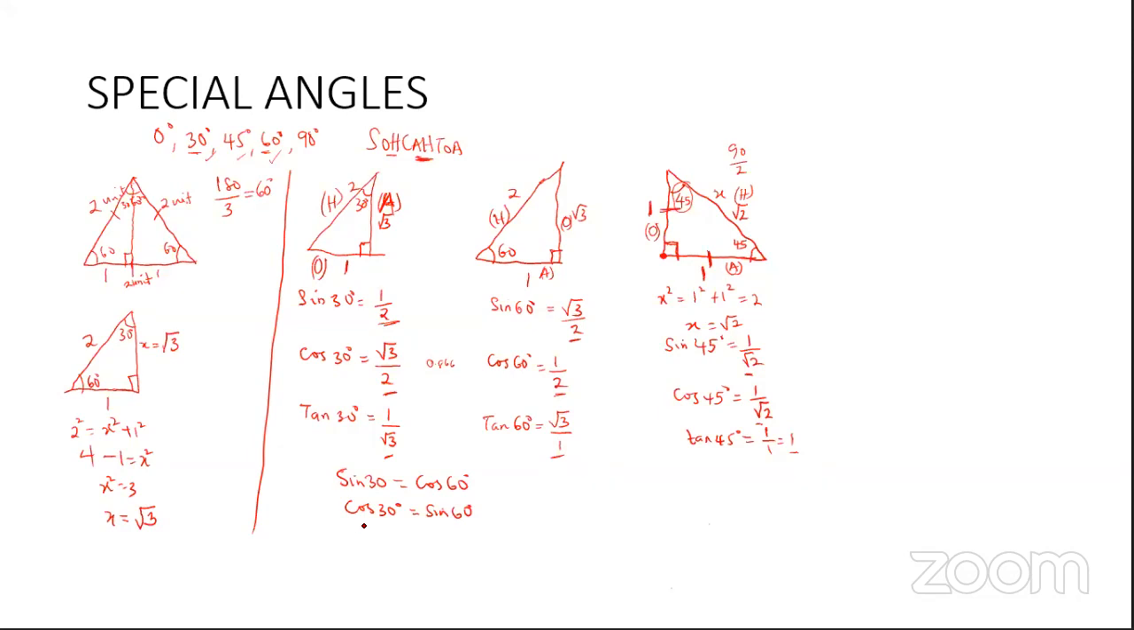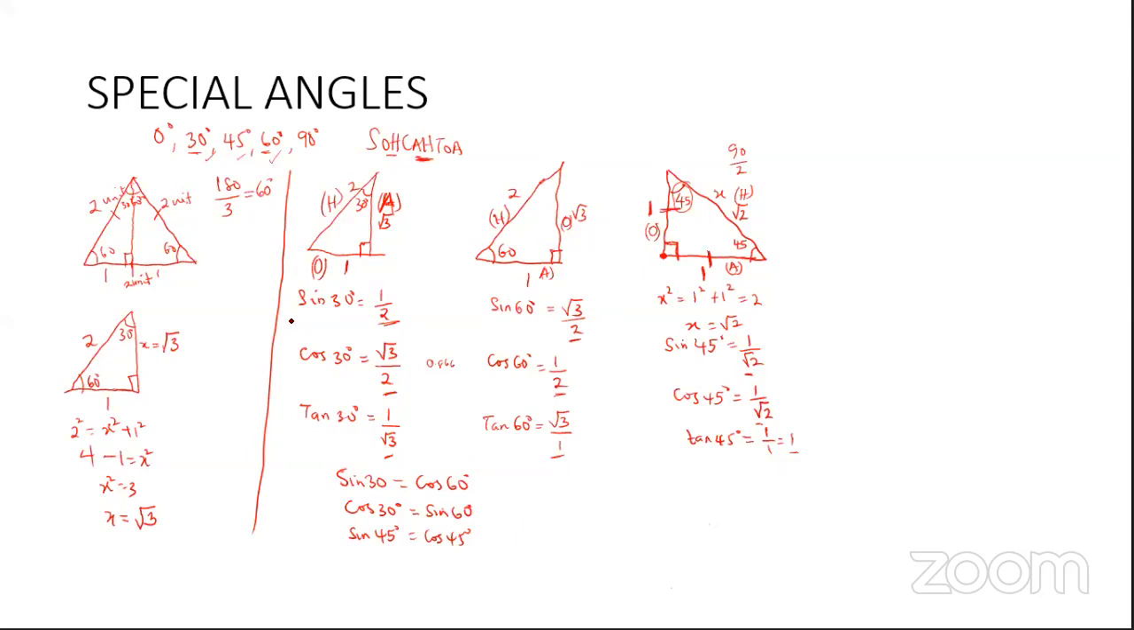Any other one? Sin 45 equals cos 45. Thank you. Sin 45 equals what? Cos 45. Very good. Thank you for that brilliant observation.